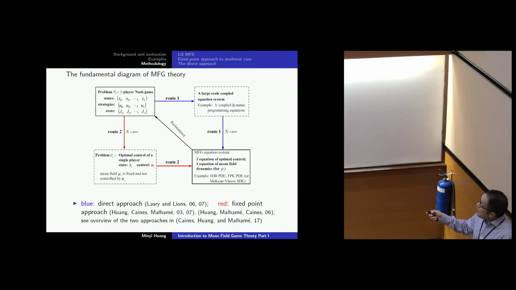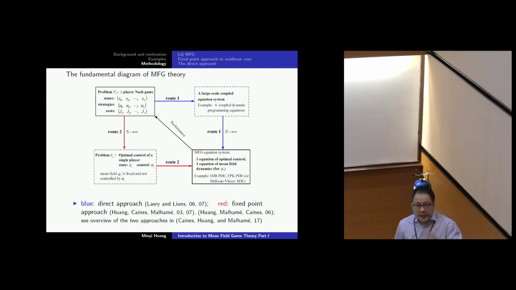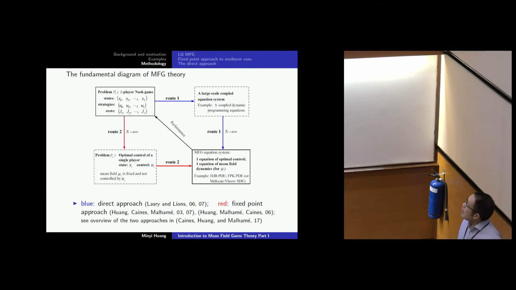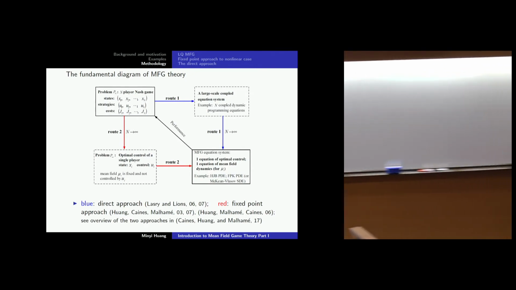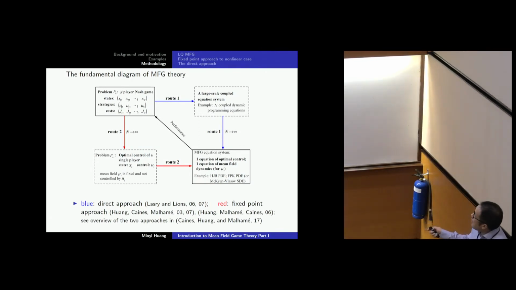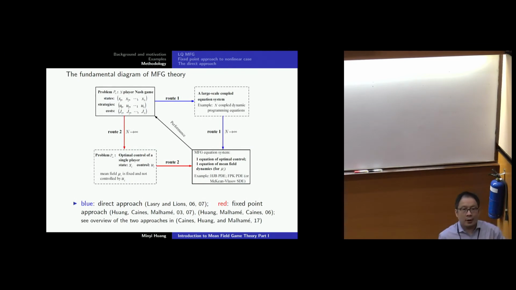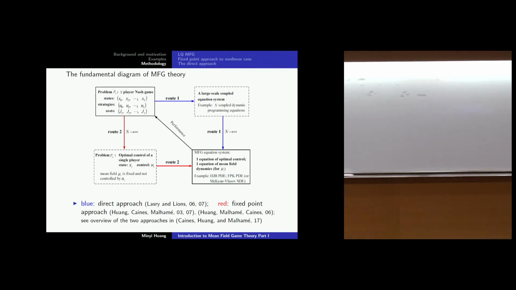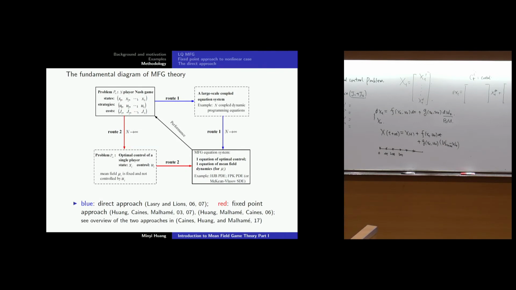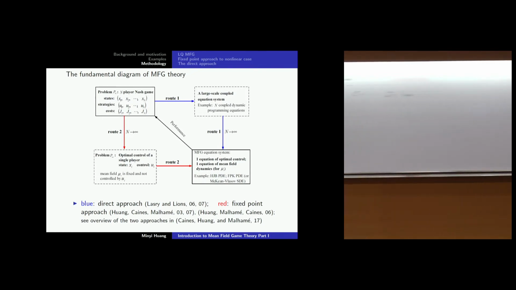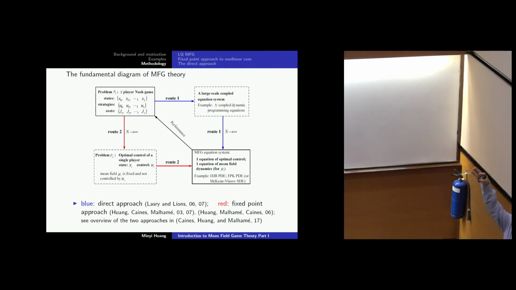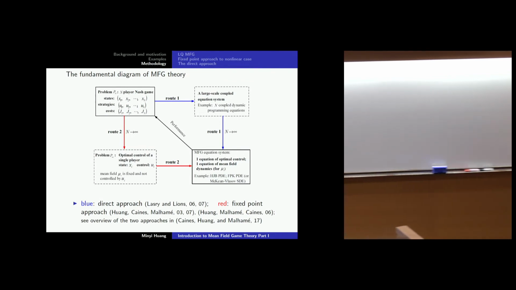In order to find a useful solution, what can we do? Intuitively, there could be 2 possibilities. One is to try the blue route, as done by Lasry and Lions. The basic idea is the following. Try to solve a larger scale optimization problem directly. In some sense, you may make some restriction if necessary. In any case, it's to write down a very large scale equation system for the solution.